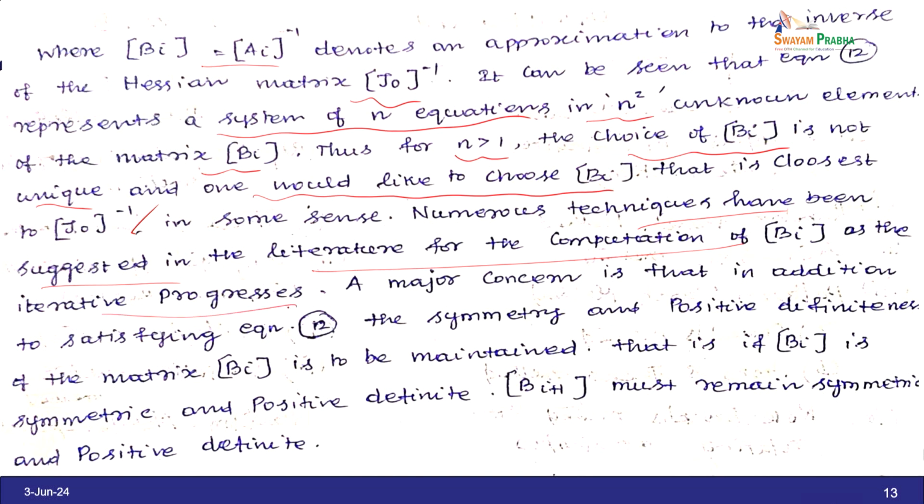A major concern is that in addition to satisfying equation 12, the symmetry and positive definiteness of matrix B_i is to be maintained. That is, if B_i is symmetric and positive definite, B_{i+1} must remain symmetric and positive definite. So, these are all the key pointers, more important, check it out. If B_i and B_{i+1} are symmetric and positive definite, then only it works.